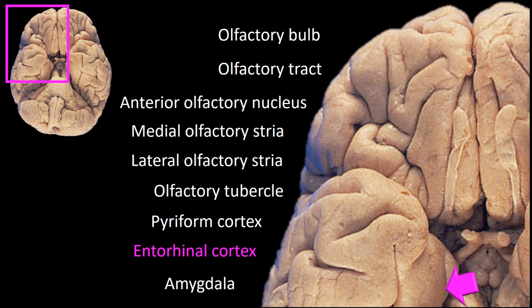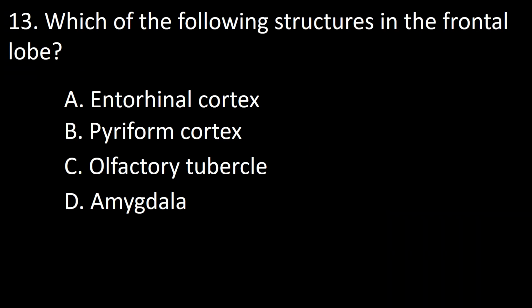And now I am pointing to the entorhinal cortex. It is important to stress that the terms piriform cortex and entorhinal cortex are used differently by different authors and sometimes differently even by the same author. And the last labeled structure is the amygdala. Its deep position is represented by the magenta circle. So the answer to this question is C.